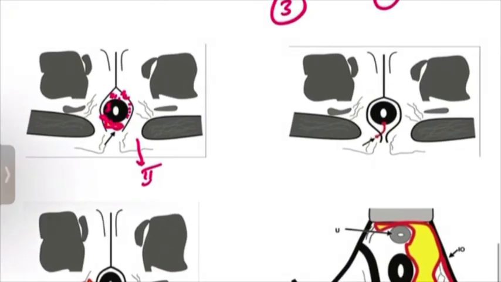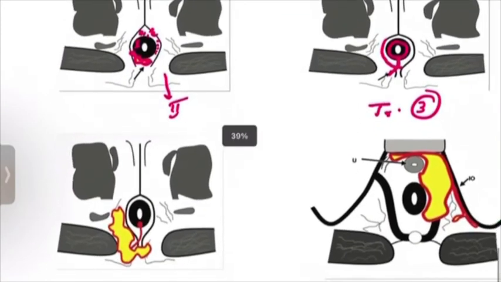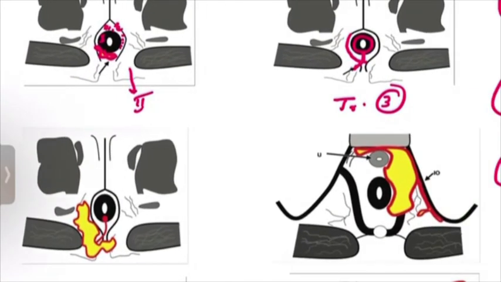Then see this, this is the internal anal sphincter, this is the external, and this fistulous tract is crossing both. So this is transsphincteric or type 3. Next is, see this, there is internal opening, then crossing the internal, then the intersphincteric space, then the external, and finally forming an abscess in the ischioanal fossa. So this is type 4.